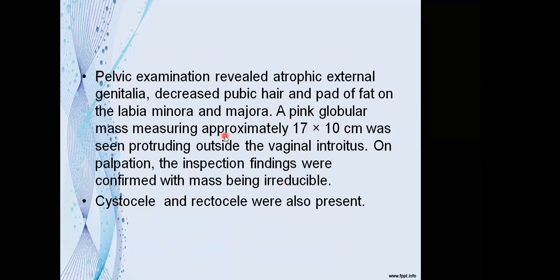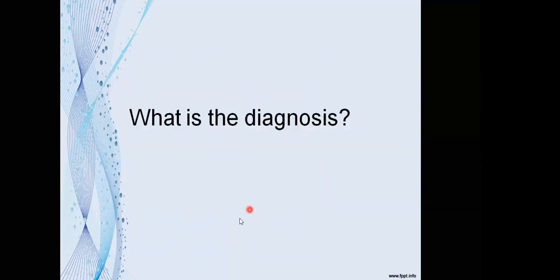There's the pink globular mass about 17 into 10 centimeter that was seen protruding out of the vaginal introitus and on palpation. There is also cystocele and rectocele. Okay, इसमें फिर per vaginal examination किया जाता है, and we can do per rectal examination as well to feel the wall of the rectum.